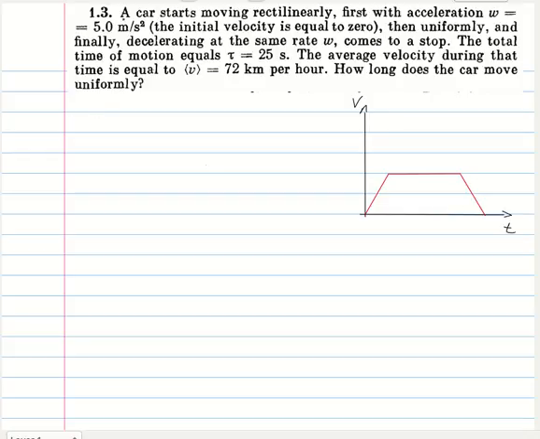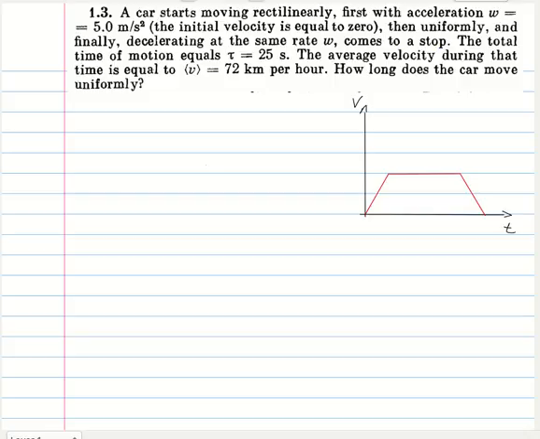Okay, so this is the third problem from the book IE1. A car starts moving rectilinearly, first with an acceleration w equal to 5 meters per second square. The initial velocity is equal to 0. Then uniformly, and finally decelerating at the same rate w and comes to a stop.